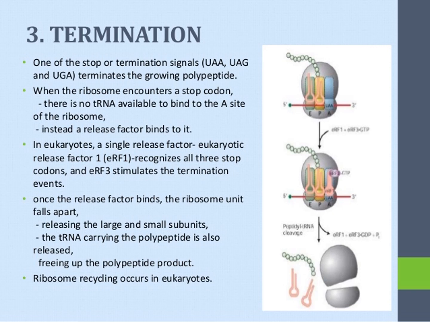Next one is termination. Of course, we know about the stop codon or termination signal. When it finds UAA, UAG or UGA, the stop codon signal, the growing polypeptide will be stopped or terminated. So the ribosome encounters a stop codon. There is no tRNA available to bind to the A site of the ribosome. Instead, a releasing factor binds to it and it will release the tRNA, ribosome and growing polypeptide chain.